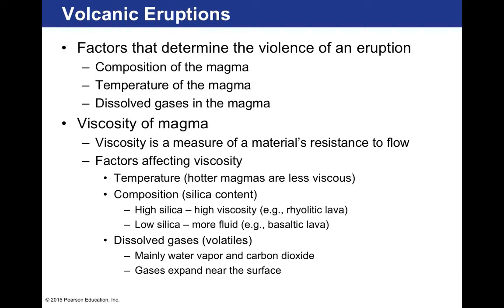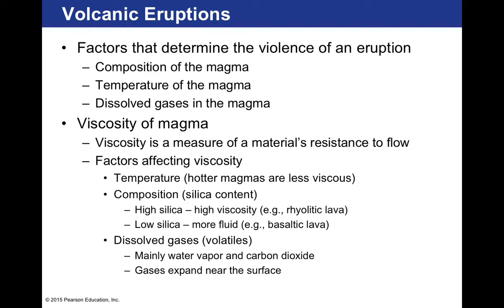Also, it depends on what the magma is composed of. If it has one specific type of rock, let's say basalt, it will have a low silica content, so it'll be more fluid. It'll be less viscous, as opposed to if it had rhyolite dissolved within the magma, it will have a high viscosity. It'll flow a little slower.